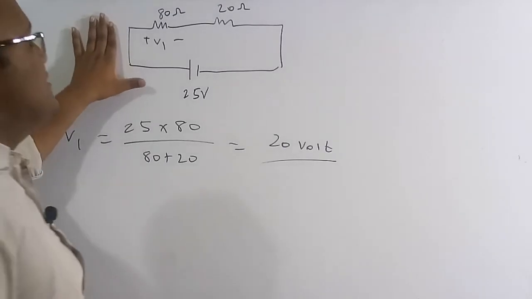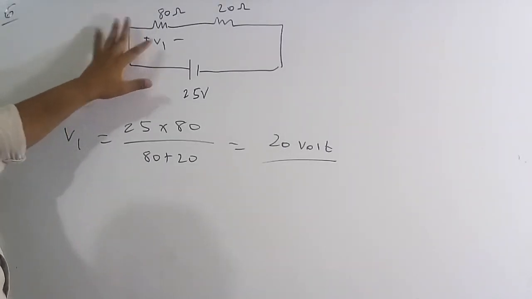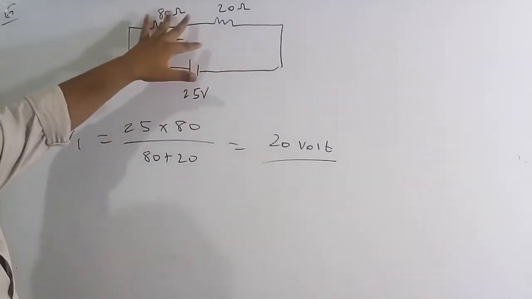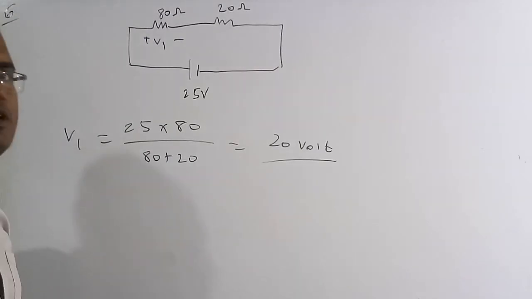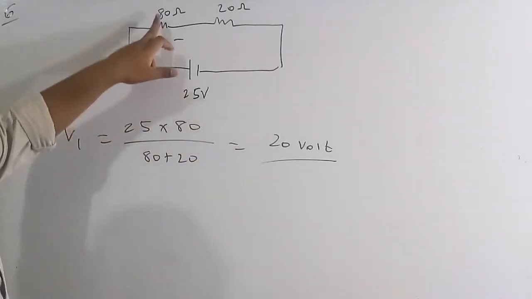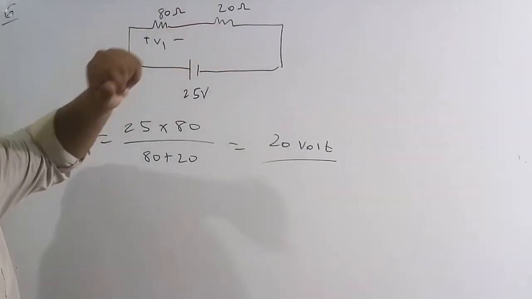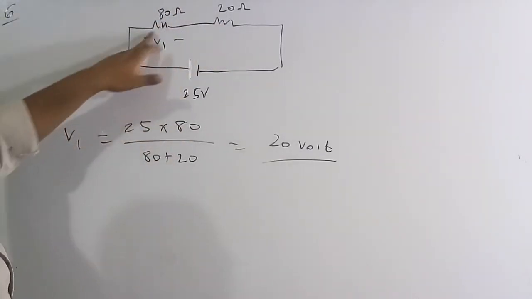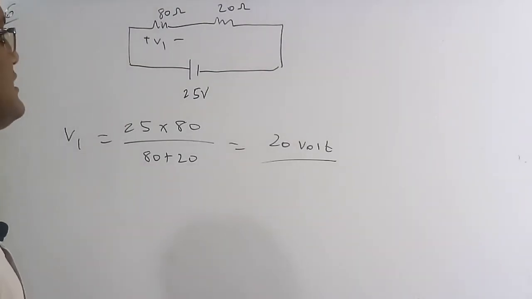For this circuit diagram we need to find the voltage drop across this 80 ohm. This is a series circuit of resistance 80 ohm and 20 ohm, and this is the source voltage. By using the voltage division principle, the source voltage into the resistance across which we need to find the voltage, divided by the sum of the individual resistances, which is 25 into 80 by 80 plus 20. If you solve this one we are going to get 20 volt. So by using this voltage division principle only we solve this numerical.